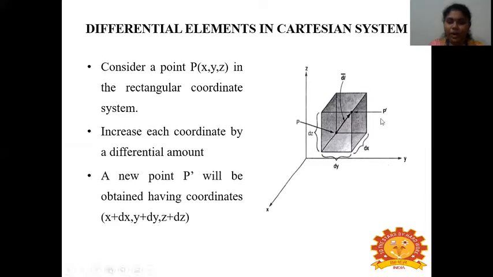That new differential amount can be represented as follows. The new point P dash will have the coordinates x plus dx, where dx is nothing but the small increment in the x-axis because of the point P dash. Similarly, y plus dy, where y already lies on the y-axis and dy is the increment in the y-axis. Then in the z-axis also there is a difference, so it has got an increment in the z-axis also. That incremental length is called dz, so the new coordinate will be z plus dz.